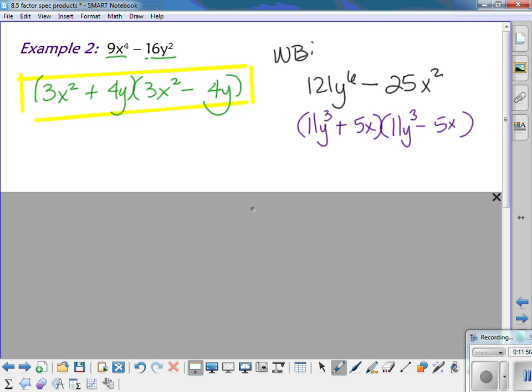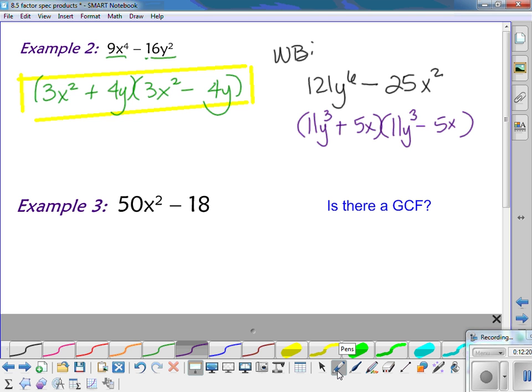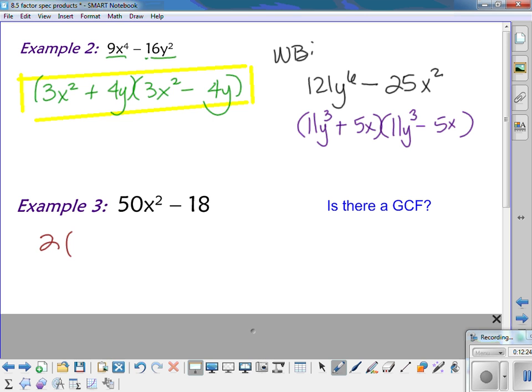All right, now sometimes you're going to get problems that look like this. And I look at it and I'm like, okay, 50 is not a perfect square. 18 is not a perfect square. But it kind of looks like the difference of squares, but not quite, right? So what you want to do in that case is ask yourself, is there a greatest common factor that I can factor out? So is there a number that goes into 50 and goes into 18? What is it? 2, right? So I'm going to factor out that greatest common factor first. I'm going to take out the 2, and then I'm left with 25x squared minus 9.